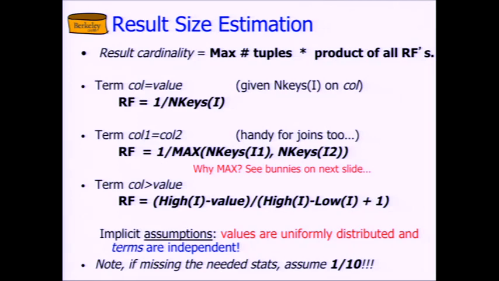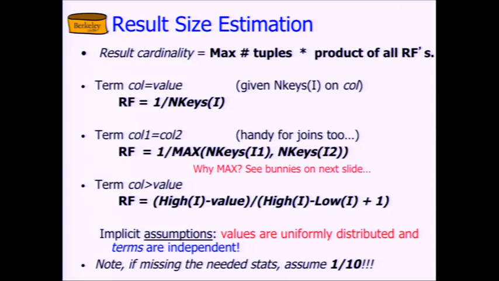Huge independence assumptions and uniformity assumptions are baked into all of this, which are often wrong. Oh, by the way, the Selinger paper has this great piece of advice: if you don't have the relevant statistics in the catalog, then the selectivity is a 10th. Because you need to pick something. So their magic number is a 10th. If you don't know any better, say it's a 10th.